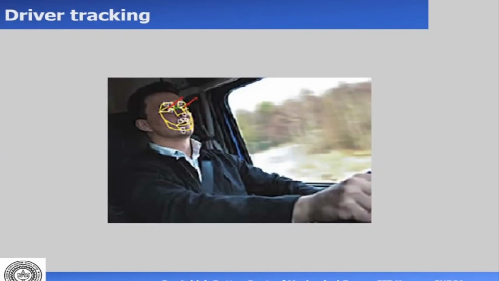Driver tracking. So is the driver feeling sleepy? Is the driver talking on the phone? Is the driver distracted? So these may not be directly a robot, but it could be software which is automatically tracking the driver. This is also a bot of some kind.